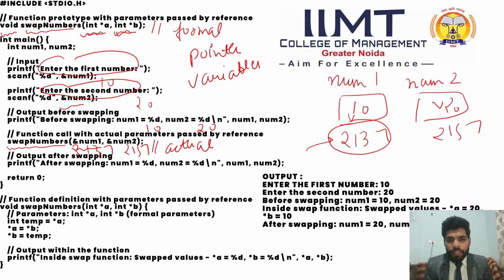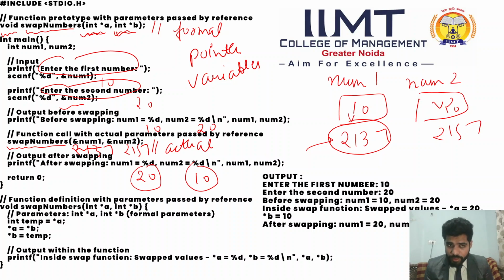So if we have swapped the numbers, then the output should be number 1 equal to 20, number 2 equal to 10. Why? Because any changes we made in the call by reference method, any changes we made to the variable will be permanent, because they are done at the original memory addresses. So here the values printed are the swapped values, that are 20 and 10.